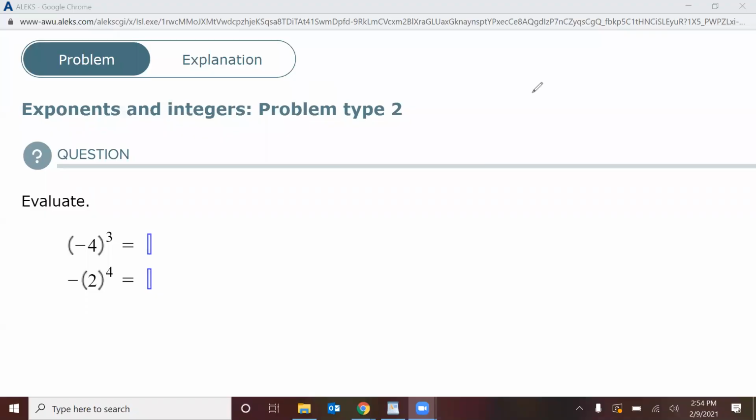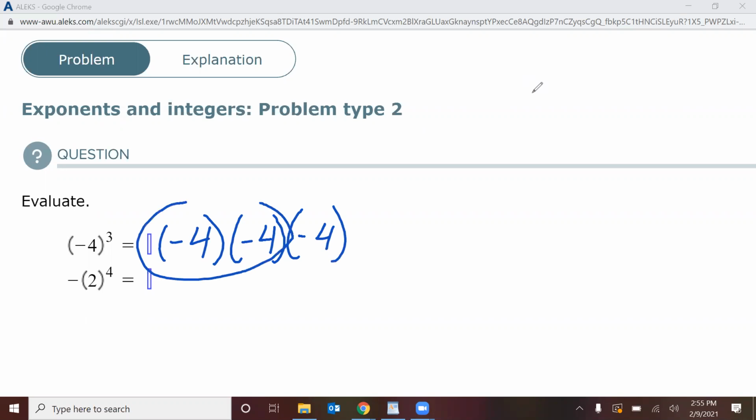Now let's see how to handle exponents in conjunction with negative signs and parentheses. In this first problem, it's negative 4 multiplied by itself 3 times. Well, the first two negative 4s multiplied together give us 16.